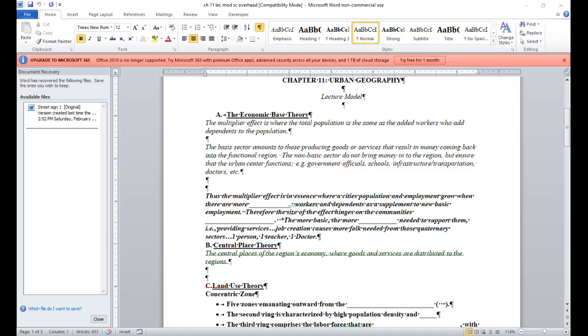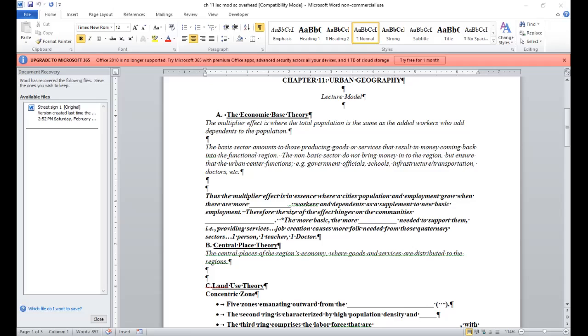Therefore, the size of the multiplier effect hinges on the community's basic to non-basic ratio. So the more basic workers, the more non-basic needed to support them, providing services, right? So job creation causes more folks needed from those quaternary sectors that we looked at last time. One basic worker, they're going to need one teacher. They're going to need a doctor, right? And so forth.